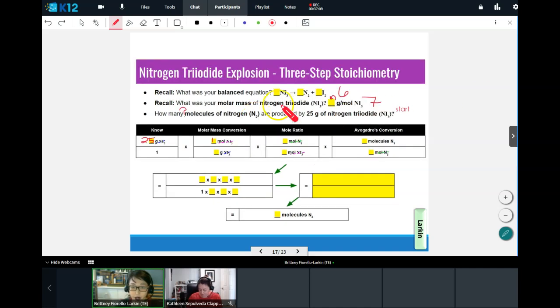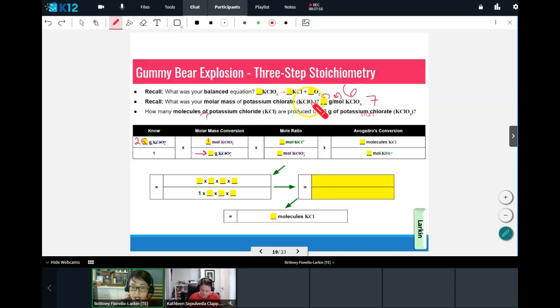Here's our purple version. Moles of nitrogen goes on top. Moles of nitrogen triiodide, NI3, goes on the bottom. And same thing here. Moles of potassium chloride goes on top. Moles of potassium chlorate, KClO3, goes on the bottom.